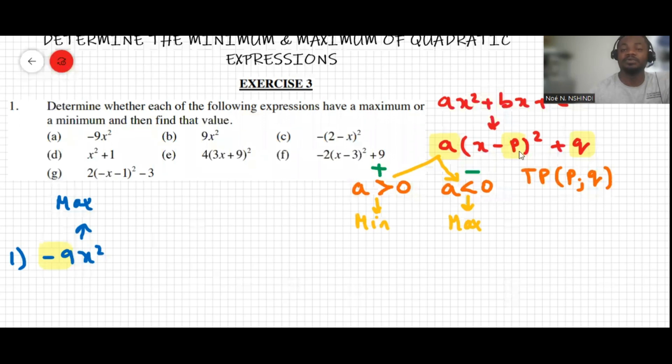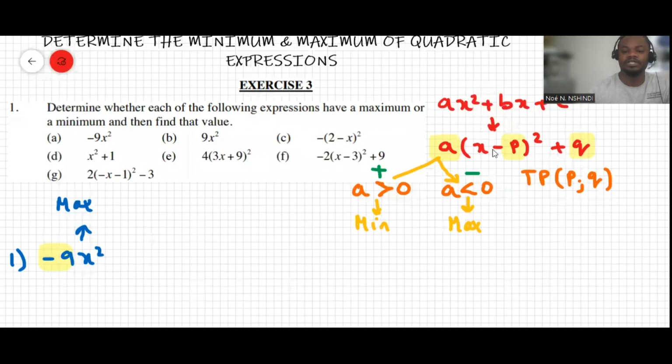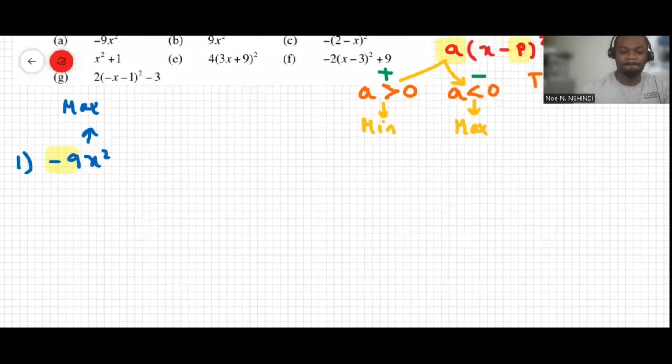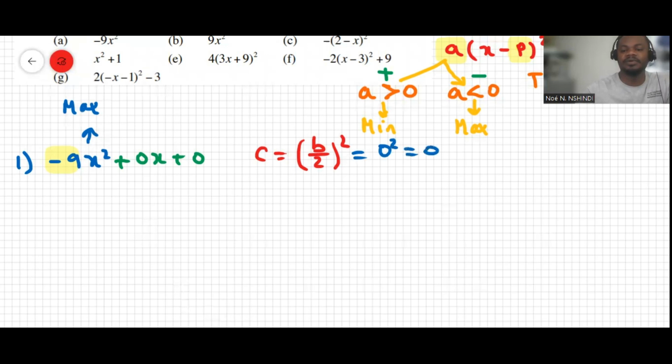This form occurs when we complete the square of a quadratic expression. Now over here, understand that b is just 0, so it's like 0x, and then c is also 0. So if I need to complete the square, I'll use (b over 2) to the power of 2. So here the value is just going to be 0 squared, which is 0, because b is 0, 0 divided by 2 is 0, and 0 to the power of 2 is 0.